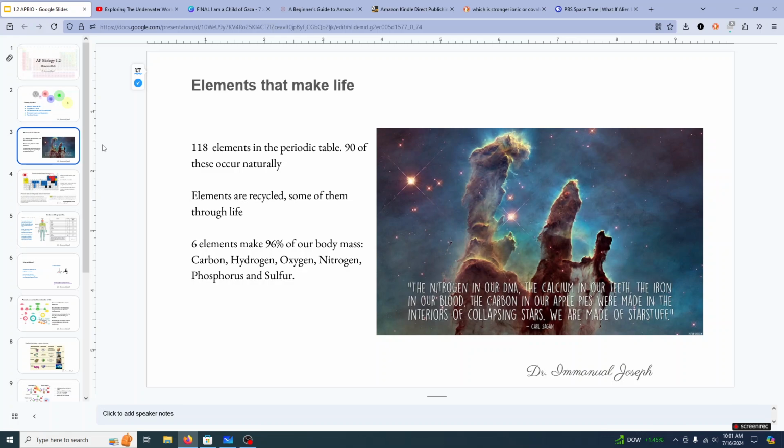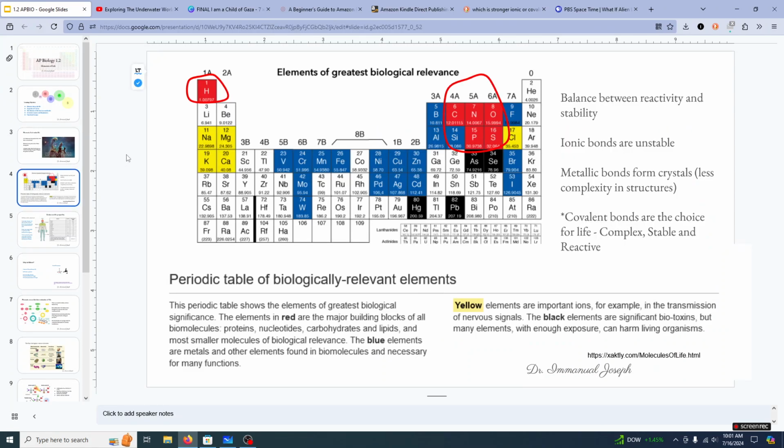So even though there are 90 naturally occurring elements, 6 of those elements, carbon, hydrogen, oxygen, nitrogen, phosphorus, and sulfur, dominate our body mass. So they make up 96% of the body mass. And the question is, why? It has to do with the kind of chemical bonds that are formed.